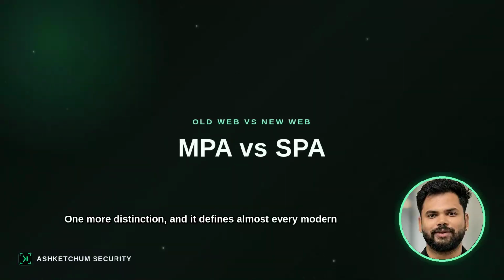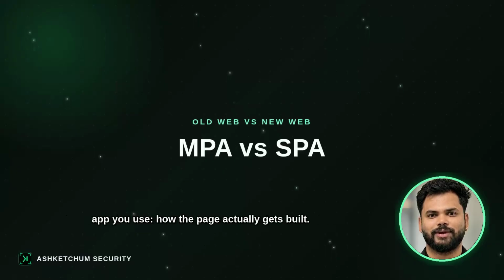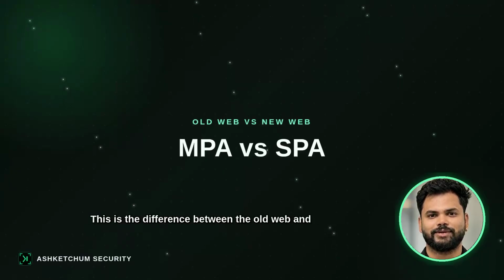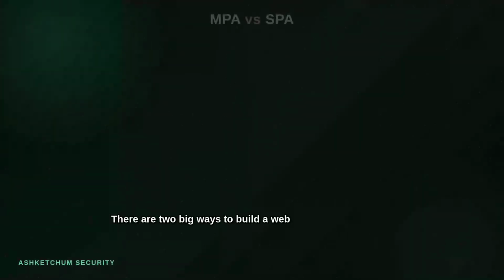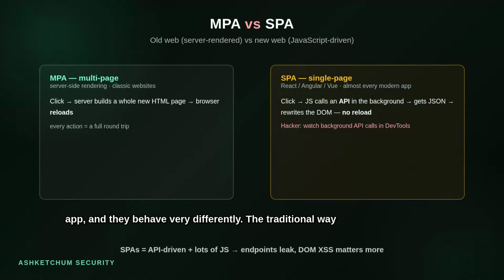One more distinction, and it defines almost every modern app you use, how the page actually gets built. This is the difference between the old web and the new one. There are two big ways to build a web app, and they behave very differently.